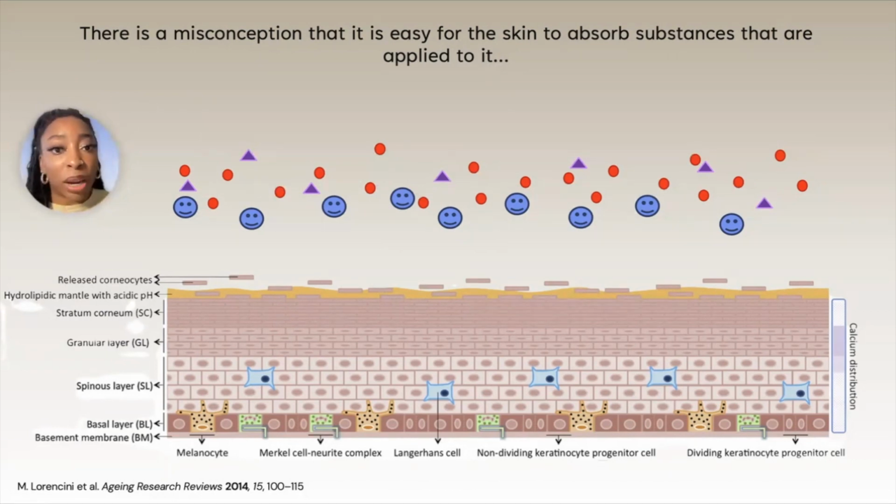This barrier function also makes the skin an extremely challenging tissue to deliver actives to and through. An active compound that exerts its effect has to exert that effect through some target, whether that be a receptor in the skin or an enzyme or a particular cell.